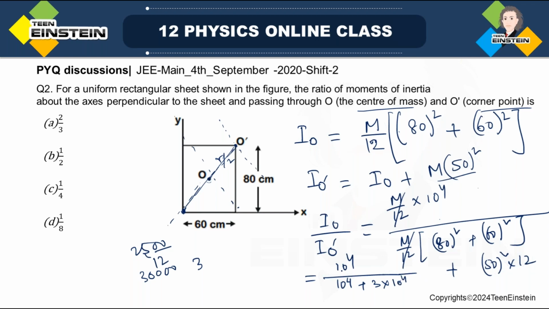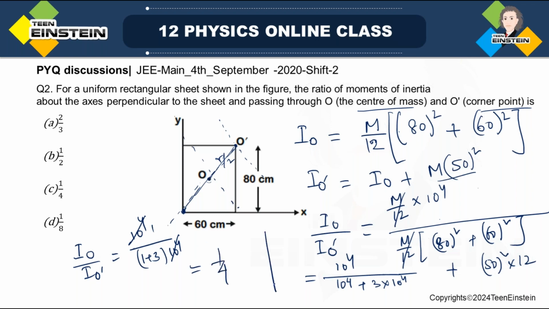So look, you have already got the point here. I have got I by I O prime to be 10 to the power 4 divided by 1 plus 3 into 10 to the power 4. So this 10 to the power 4 cancels each other. Then I get 1 by 4. Okay, so this is the answer.